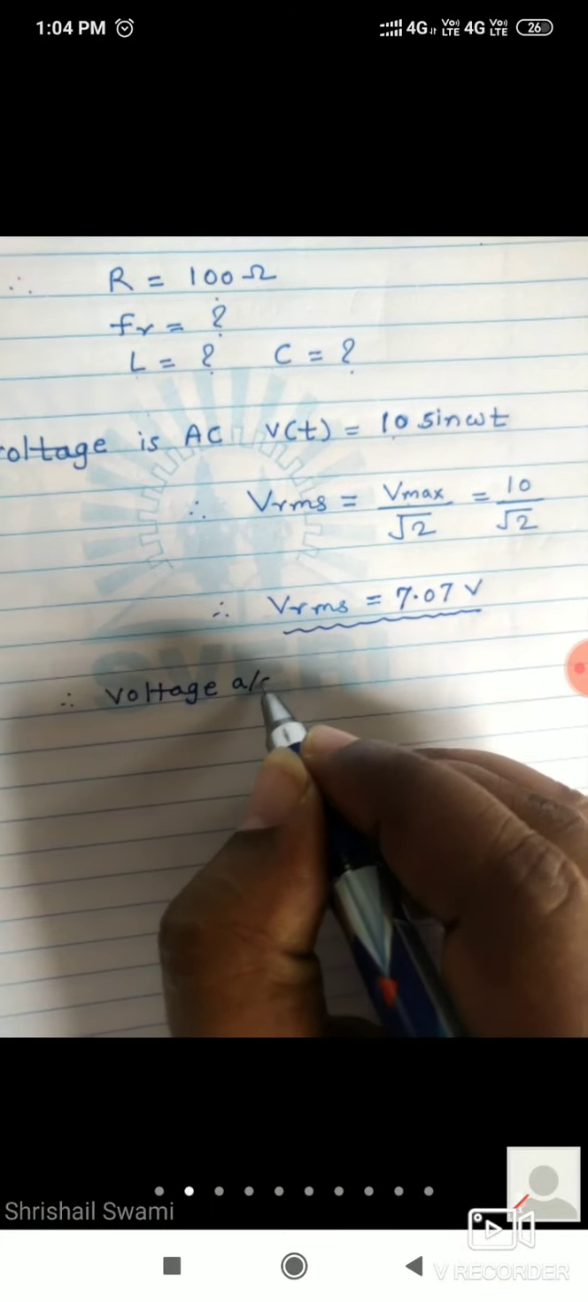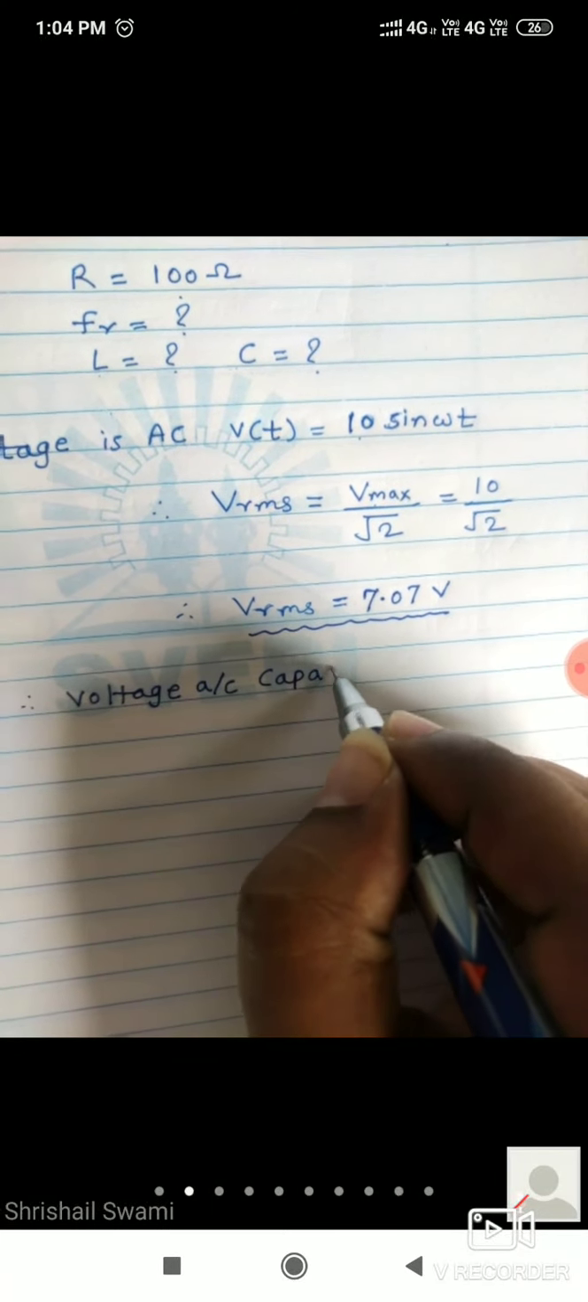Okay, now what is the voltage across capacitor at resonance? Voltage across capacitor at resonance is VC max is equal to 500 volt. Right? So by using this value, we can find out the value of Q. Anyone tell how to find out Q now?